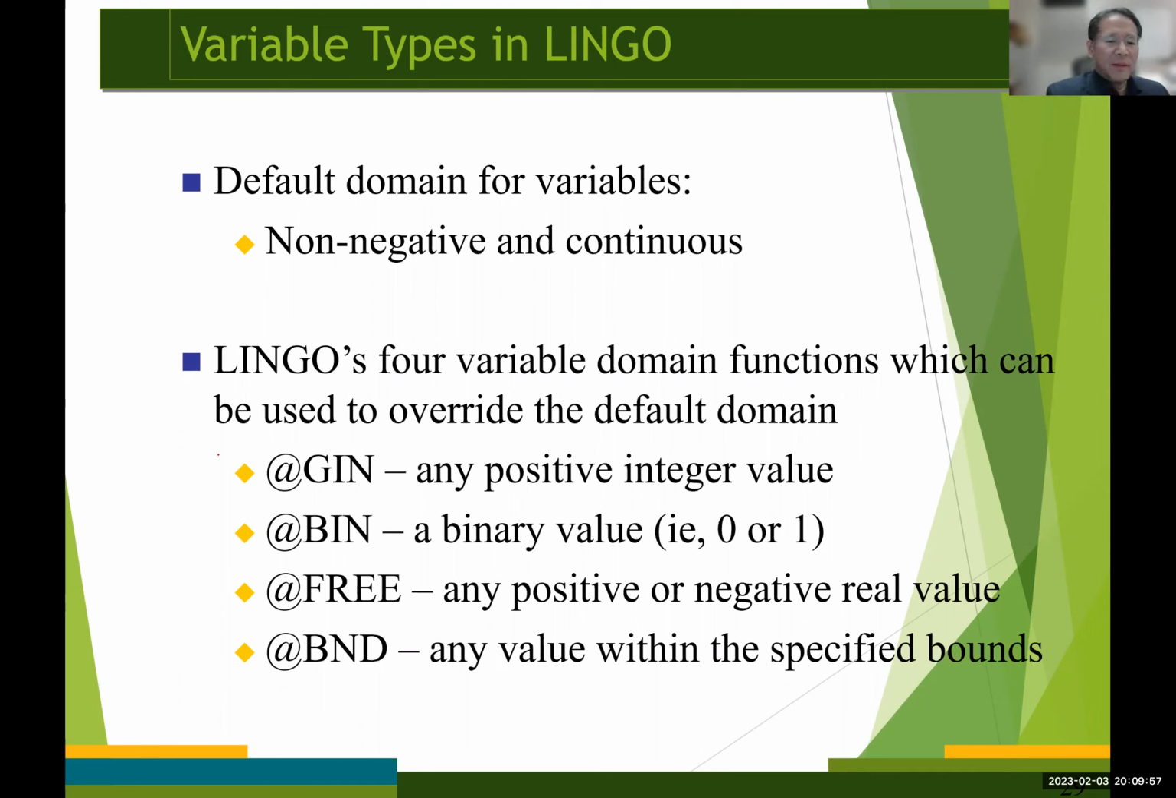We already talked about the first 2, right? So @GIN indicates the general integer that can take any positive integer values, right? @BIN is the binary integer variable that can take only 2 different values, either 0 or 1, right? And @FREE variable can take any positive or negative real values, and @BOUND can take any values within the specified bounds, okay?